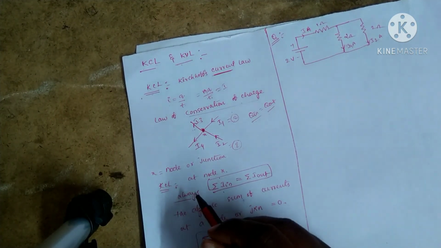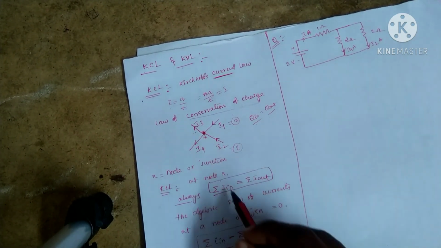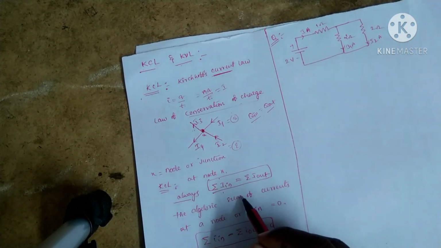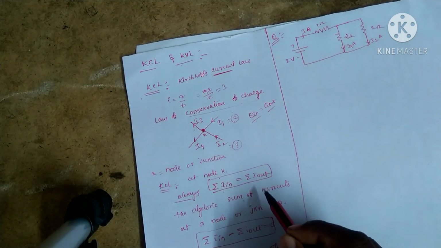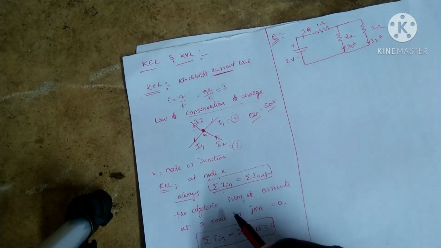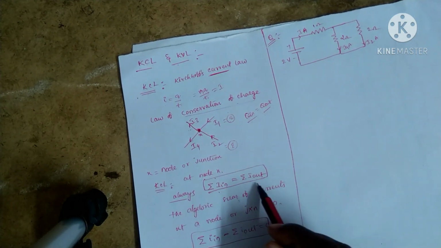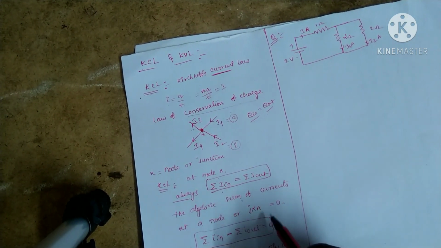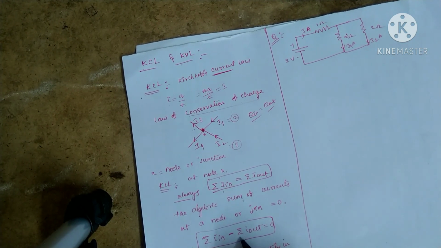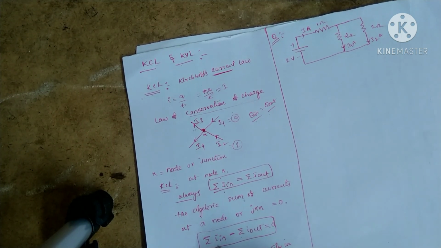The KCL statement is: at any node, in this case we are taking x, at node x, the sum of incoming currents is equal to the sum of outgoing currents. Otherwise, the statement we can write as: the algebraic sum of currents meeting at a node is equal to 0. That is, if the I out comes to the left side, I in minus I out is equal to 0. This minus indicates that the currents going outside of the node are exactly opposite in direction to the currents coming towards the node. That is simple.